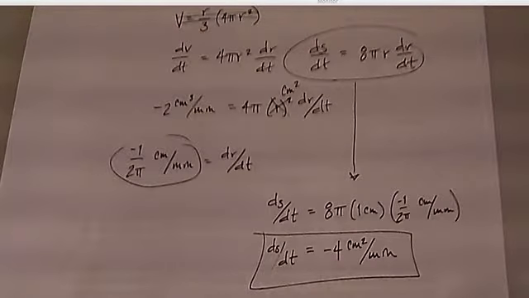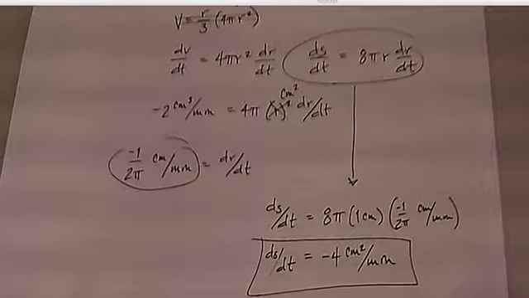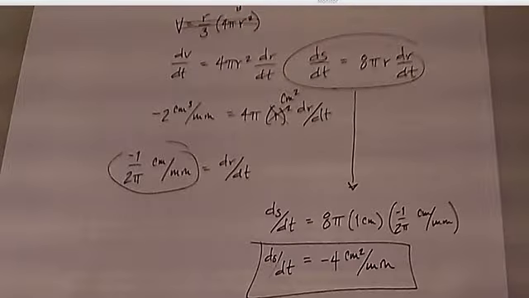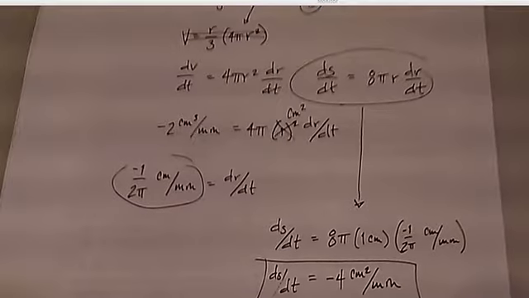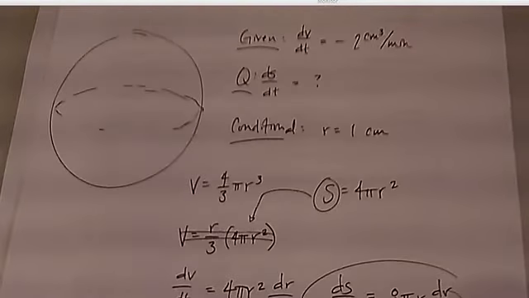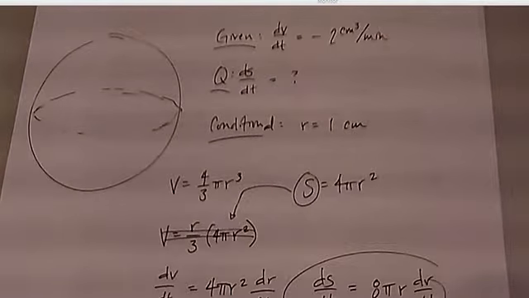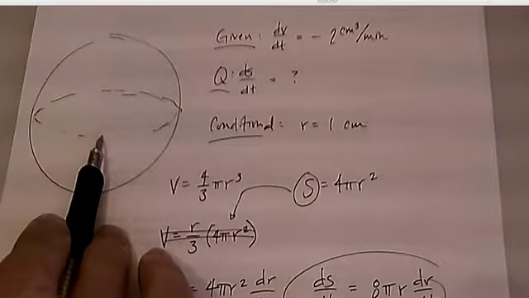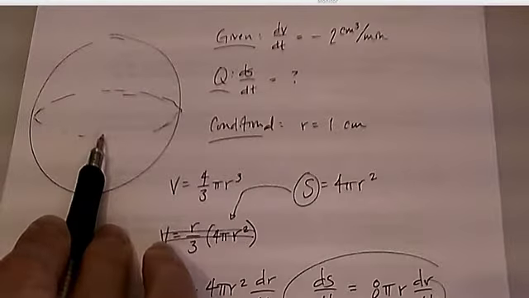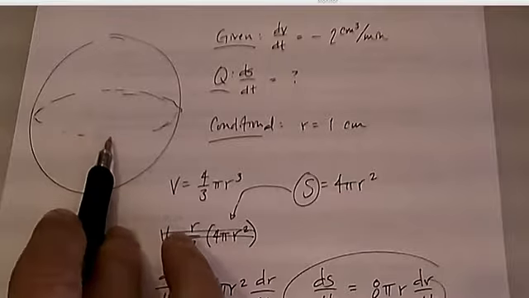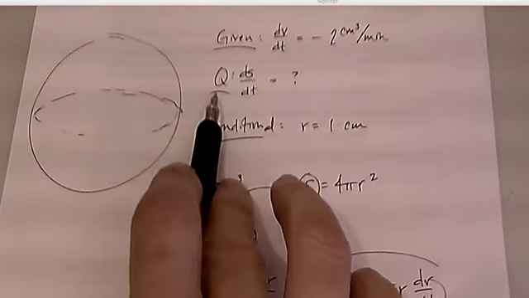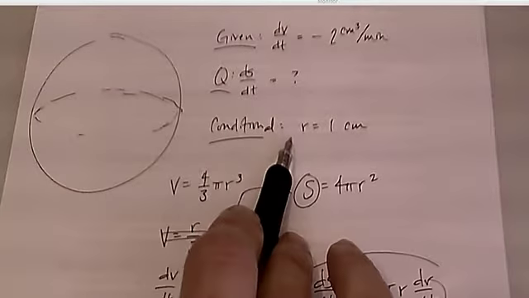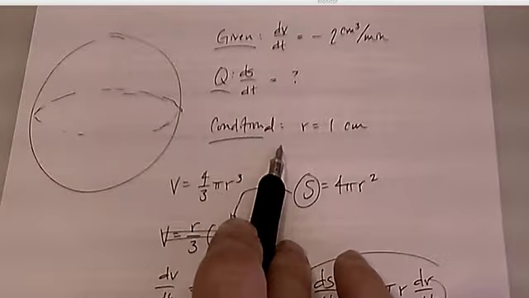Okay, let's go ahead and move forward from there. It's the same principle, right? It's just a different set of equations that we've used, but we've still done the same thing. We drew a picture. In this case, it wasn't really necessary because a sphere is just a sphere. We have the given information. We identified the question and the conditional information that the question is based upon.